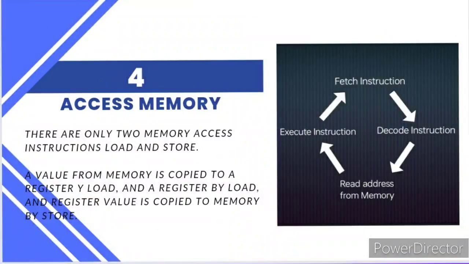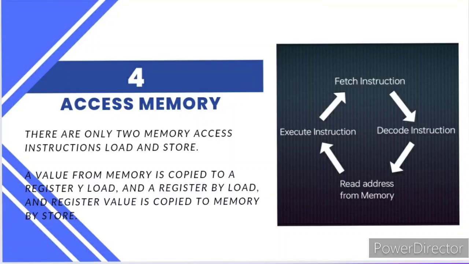Hello, I am Atharv Mandpe. I will be explaining access memory and update register file. First, let's look at access memory. There are only two memory access instructions, load and store. A value from memory is copied to a register by load and the register value is copied to memory by store. This all happens in four stages, namely fetch instruction, decode instruction, read address from memory and execute instruction.